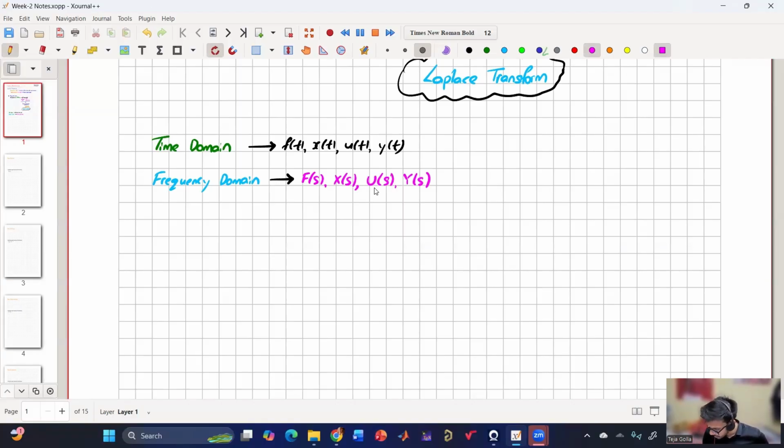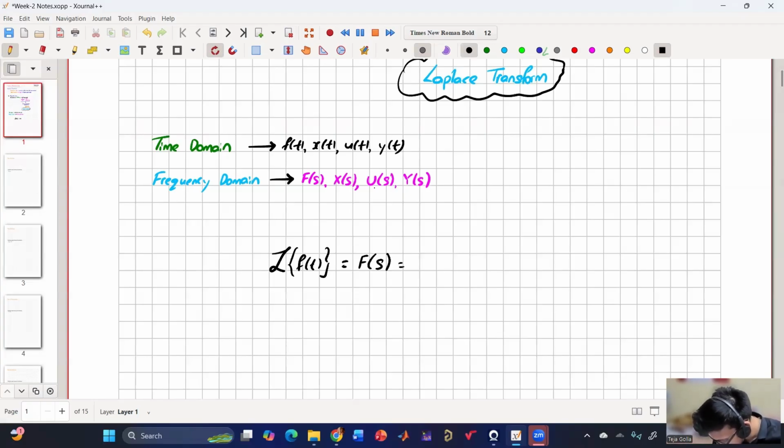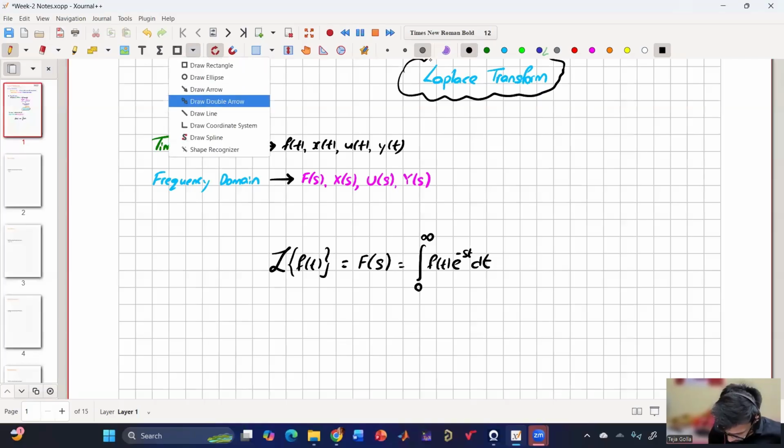So now if we consider the Laplace expression, Laplace is denoted by L. So L of, say, function f of t. So Laplace of f of t is F of s, is integral 0 to infinity f of t e to the power minus st dt. So this is the expression for Laplace.